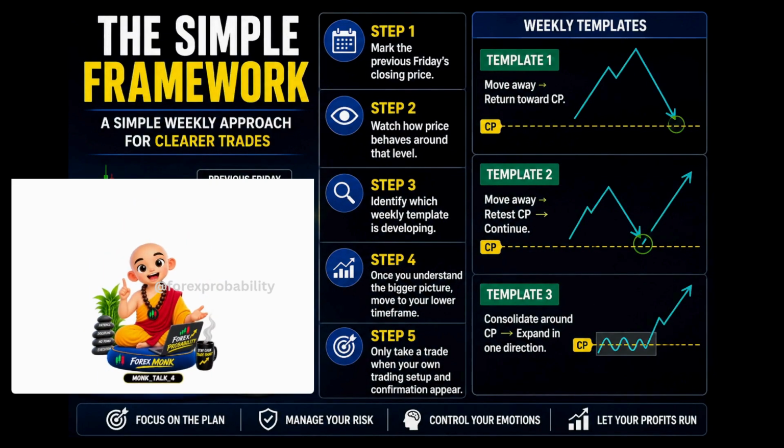The simple framework. So let's make the entire concept extremely simple. Every week, Step 1. Mark the previous Friday's closing price. Step 2. Watch how price behaves around that level. Step 3. Identify which weekly template is developing. Template 1. Move away, return towards CP. Template 2. Move away, retest CP, continue. Template 3. Consolidate around CP, expand in one direction. Step 4. Once you understand the bigger picture, move to your lower time frame. Step 5. Only take a trade when your own trading setup and confirmation appear.